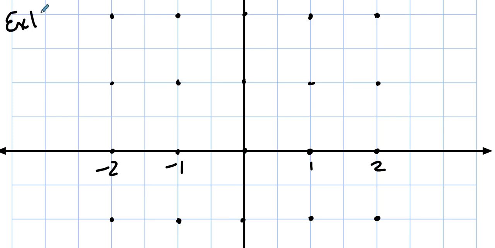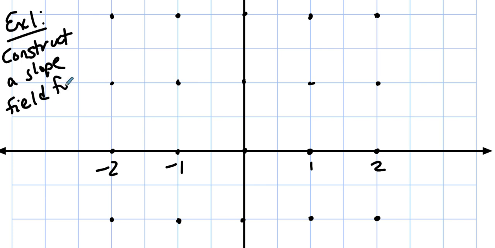The question in play here: construct a slope field for dy/dx is negative 2x. A slope field. So what does that mean? That means at each of the dots, we ask ourselves, what is the slope of the tangent line based on this derivative? And then we draw a teeny tiny piece of tangent line with that slope.